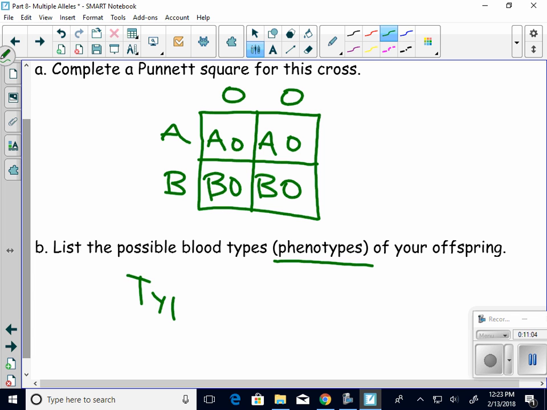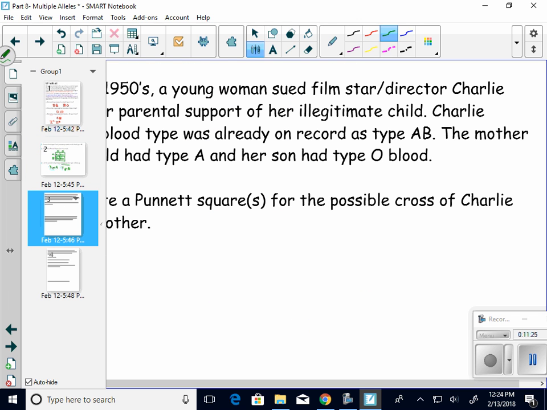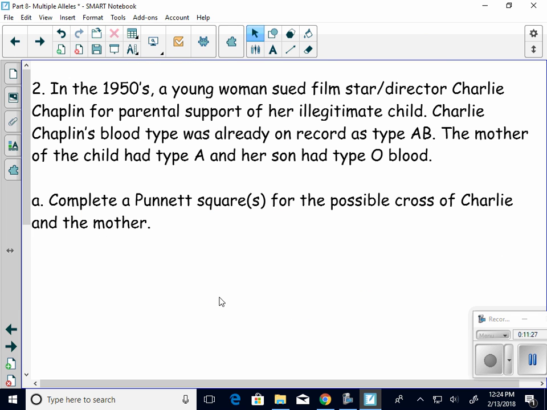Type A blood and type B blood. So your offspring in this cross could be either type A or type B. Not too tough, was it? Okay? It's not too tough. Let's move on to the next example.